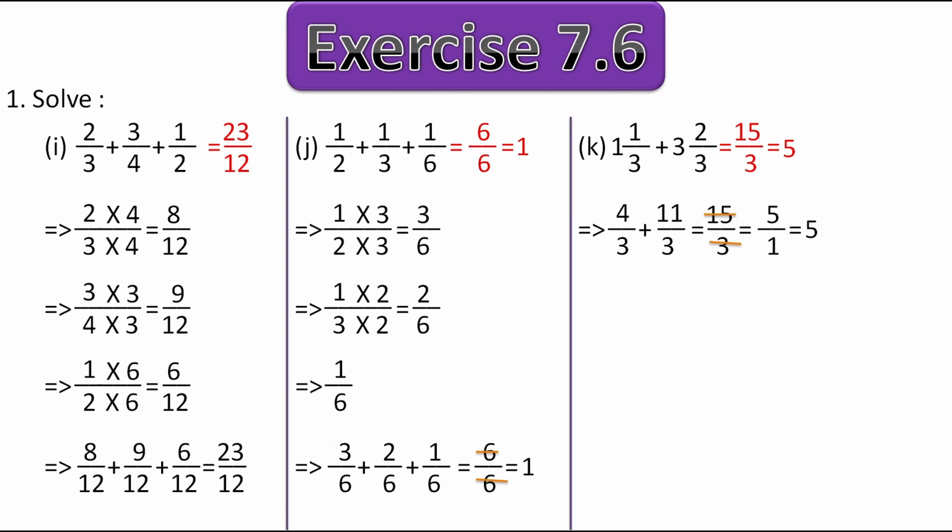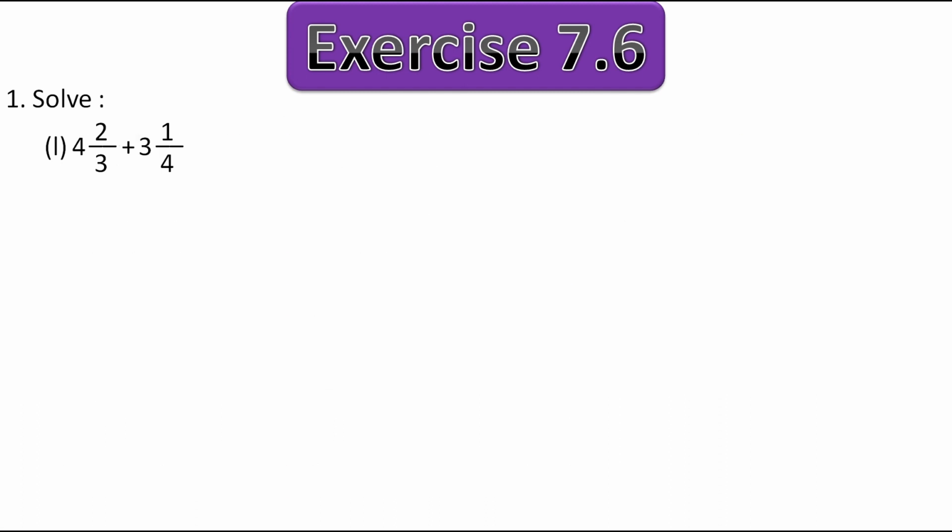Now let's move to the next one, that is L. 4 2 upon 3 plus 3 1 upon 4. Now again we have mixed fraction, so let's convert it into improper fraction, that is 14 upon 3 and here 13 upon 4. Now we have the denominators different, so here denominators are co-prime numbers. So let's take the first fraction, that is 14 upon 3 and multiply it with 4.